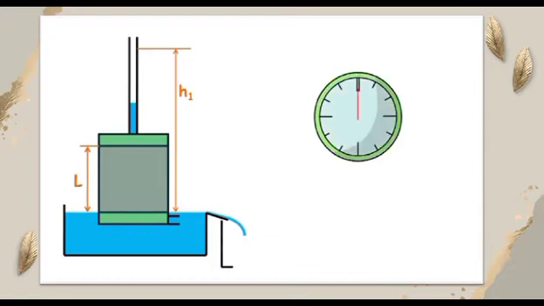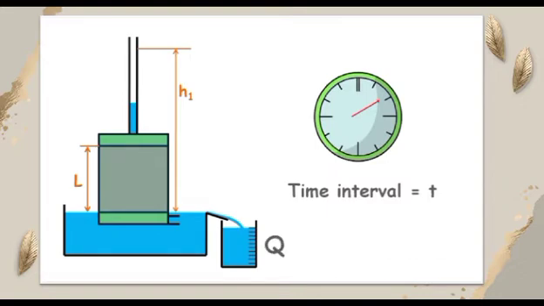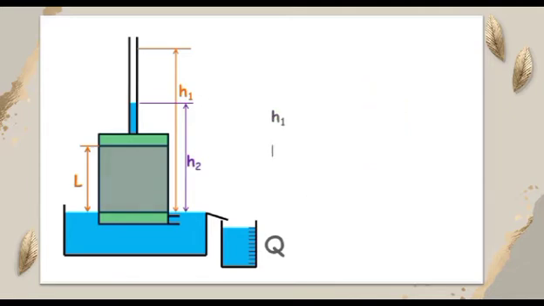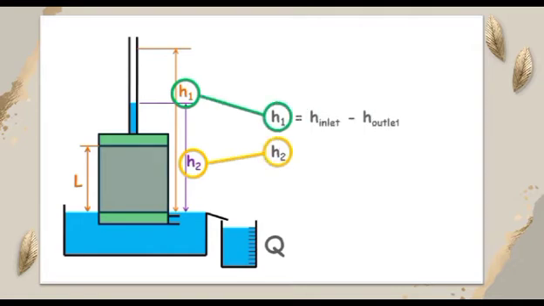We start a stopwatch and place a graduated jar to collect that overflow water. We collect the water for a fixed time interval T and note down the amount of water collected as capital letter Q. We close the knob and also note down the final head in the standpipe, which is also the final head difference from the datum. We call it H2. Keep in mind that H1 and H2 are the heights of the water column in the standpipe and also the head differences which are causing the flow.